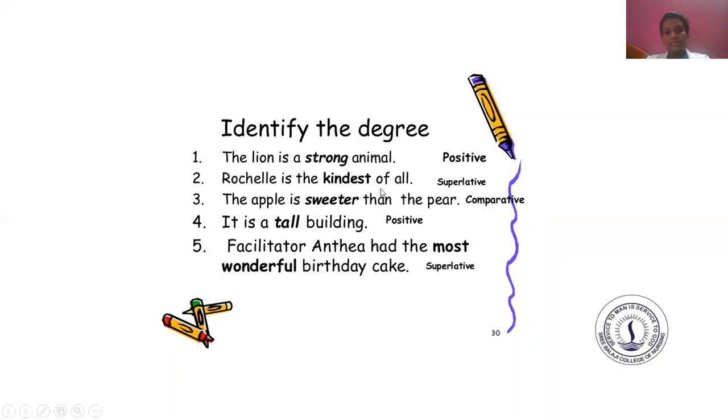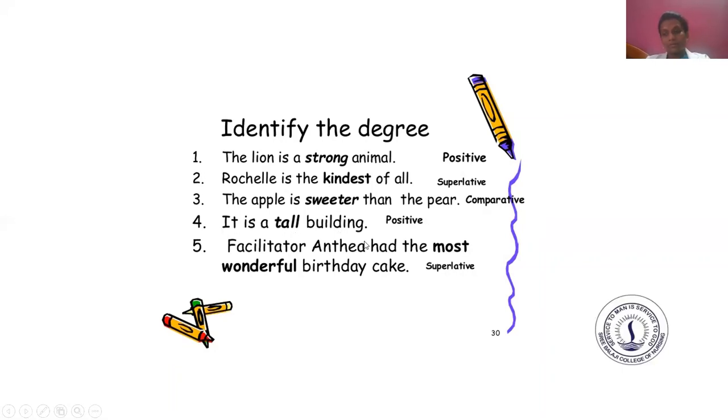Rochella is the kindest of all. So you are comparing Rochella with more than two persons. So it is the superlative. And by seeing this est, you can identify the degree. You can say this is superlative degree. The apple is sweeter than the pear. It is comparative. So see, the apple is sweeter than the pear. You are comparing two nouns, the apple and the pear. So this is comparative form.